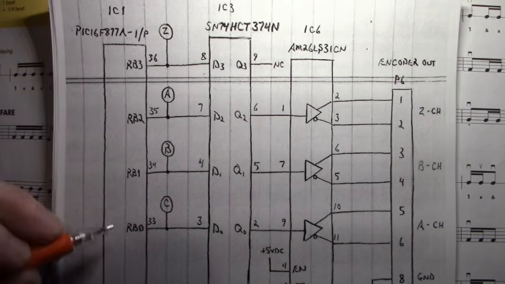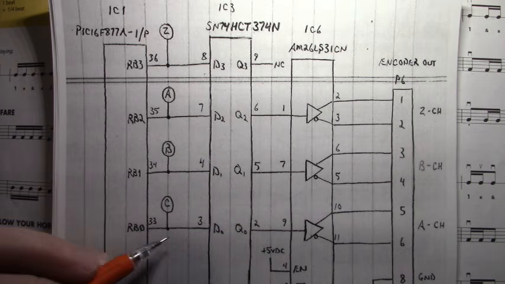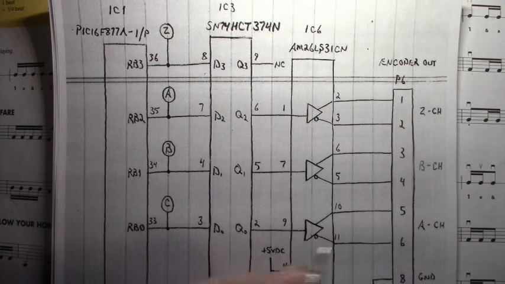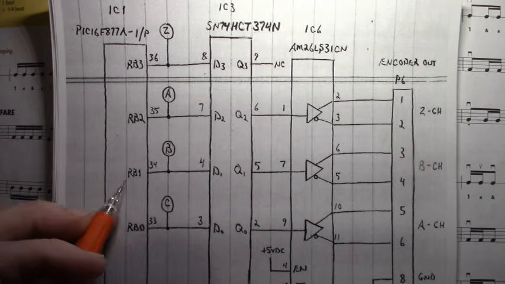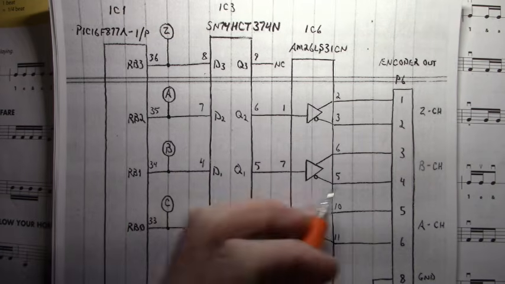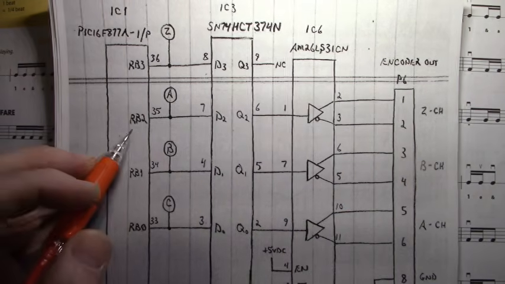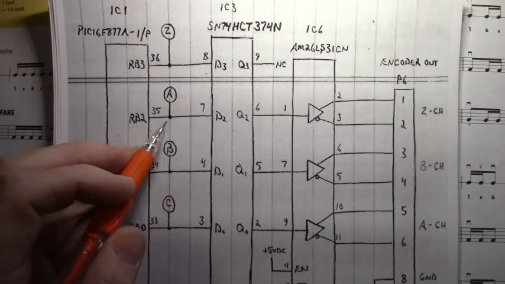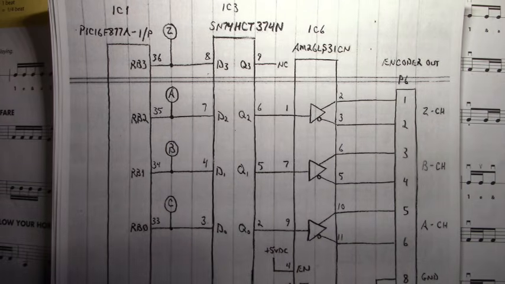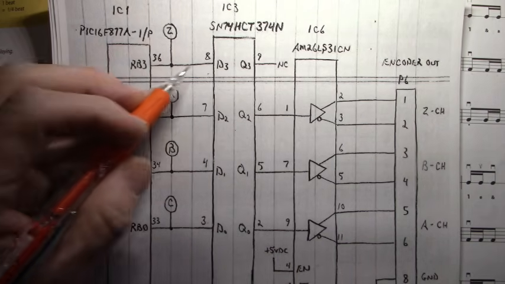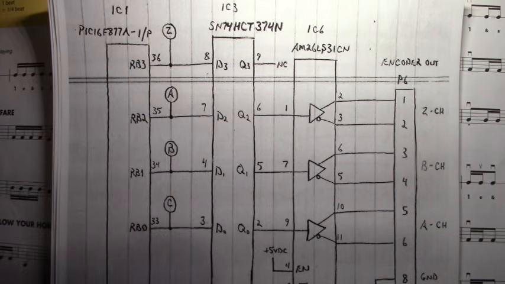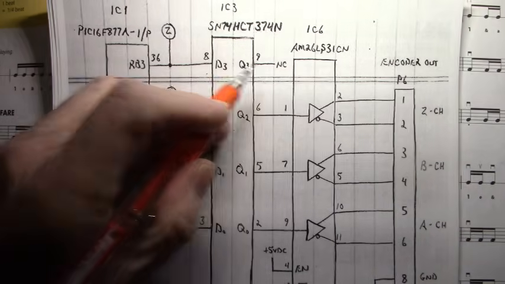So the data bus, port B, is going to the input of the A channel, RB0, port B0. Port B1 is the output for the B channel, and port B2 is the output for the Z pulse. Now up here I connected it anyways, but it's not used. I might find use for that in the future, but right now it's no connection.